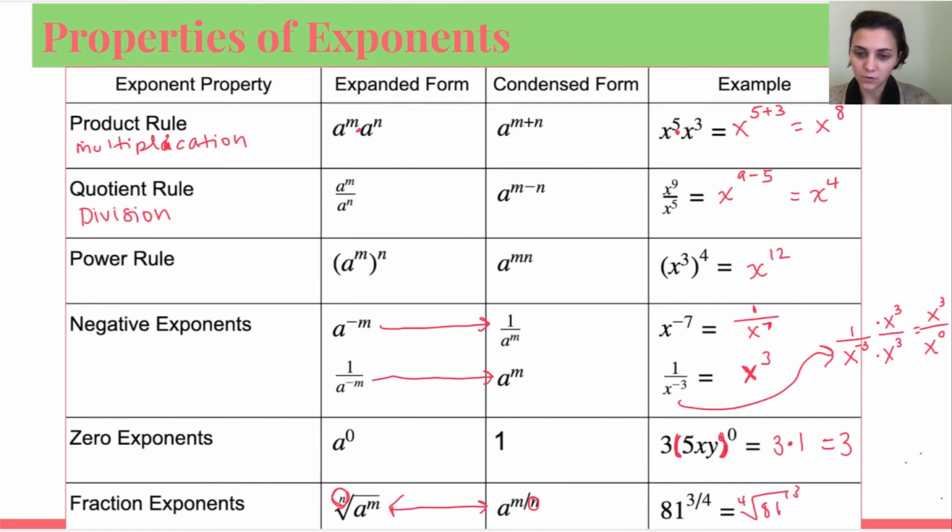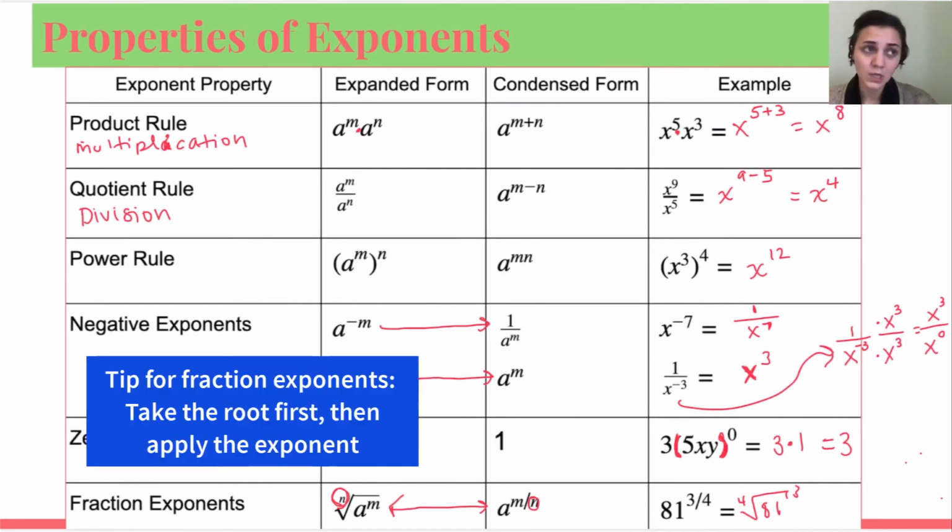So the fourth root of 81 to the third power. I could actually raise 81 to the third power first and then take the fourth root, but I have no clue what 81 to the third power is. That's too big of a number. So I always recommend taking the root first to make it smaller.